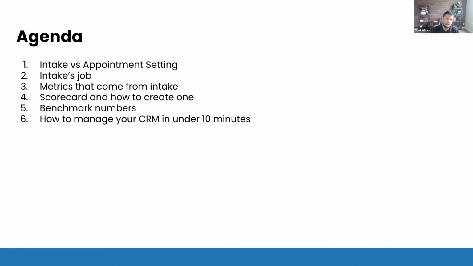So here's the agenda. I'll run through it quickly and we'll get into each item. We're going to talk about intake versus appointment setting. We're going to talk about intake's job and the metrics that need to come from intake, because it's not just simply intake. It's a lot more in depth than you think. We're going to talk about scorecards and how to create one, and I'll show you an example of a scorecard. We're going to talk about benchmark numbers that you should be getting from your intake team. And then we're going to talk about how to manage your CRM in under 10 minutes, unless you have hundreds and hundreds of leads.